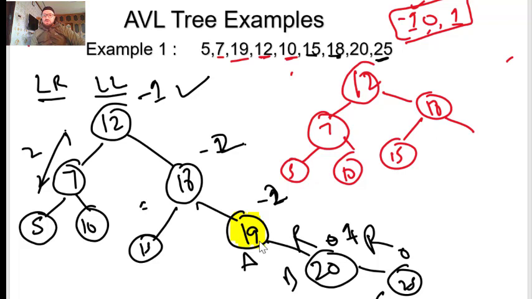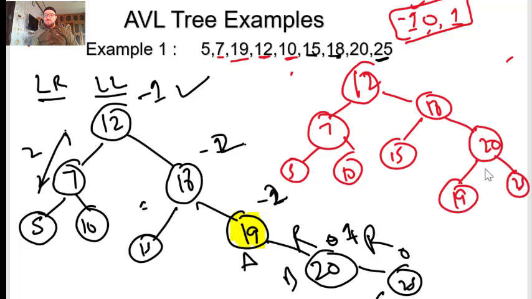So what I do for this 19, I will make 19 child of 20. When there is an RR or LL rotation, we say make B child of A. That means 20 will come up here, 19 will go on its left, and 25 will go on its right, and it's perfectly balanced. 0, 0, 1 minus 1, 0. This is 1 minus 2, negative 1, no problem.